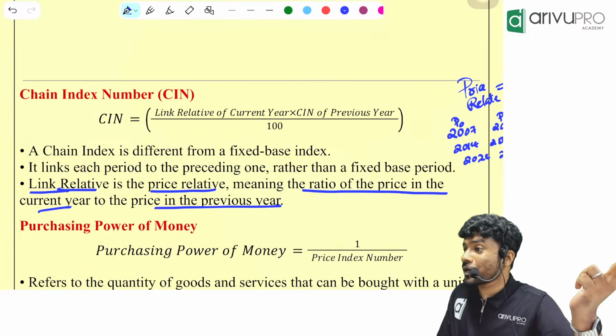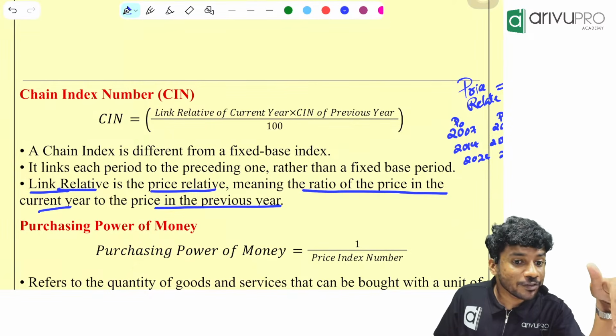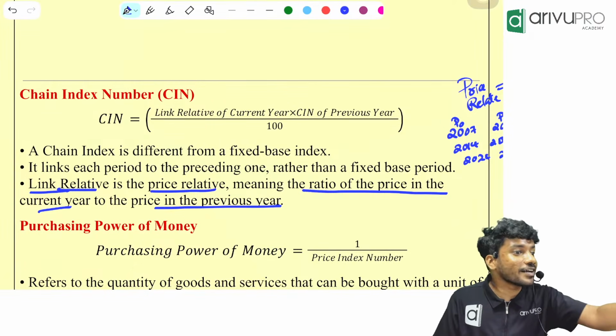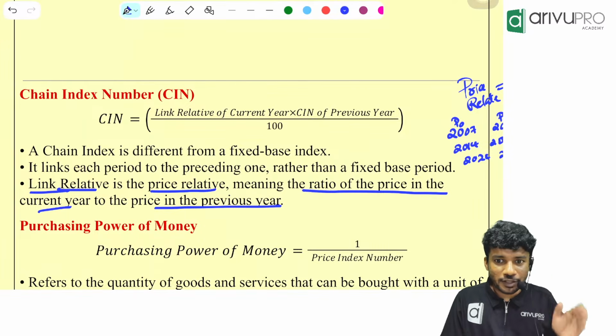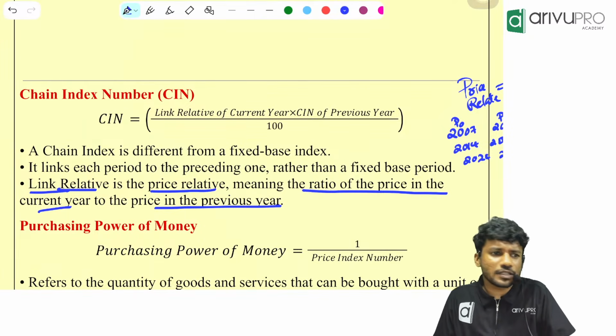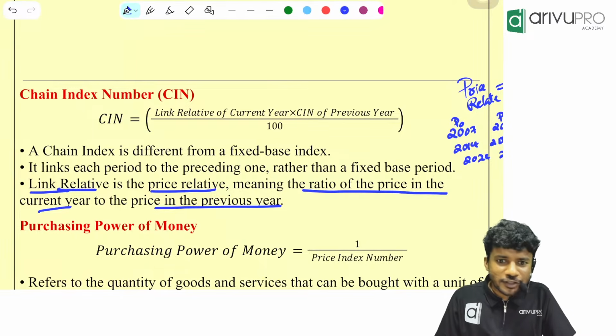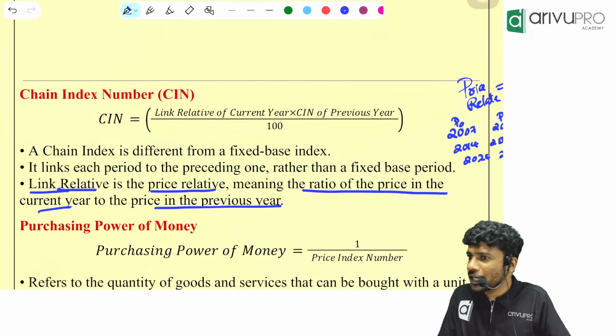Then I am finding price relative. Is it link relative? Yes. Why? The years are consecutive. Consecutive means right next after that. Understood link relative, everyone?